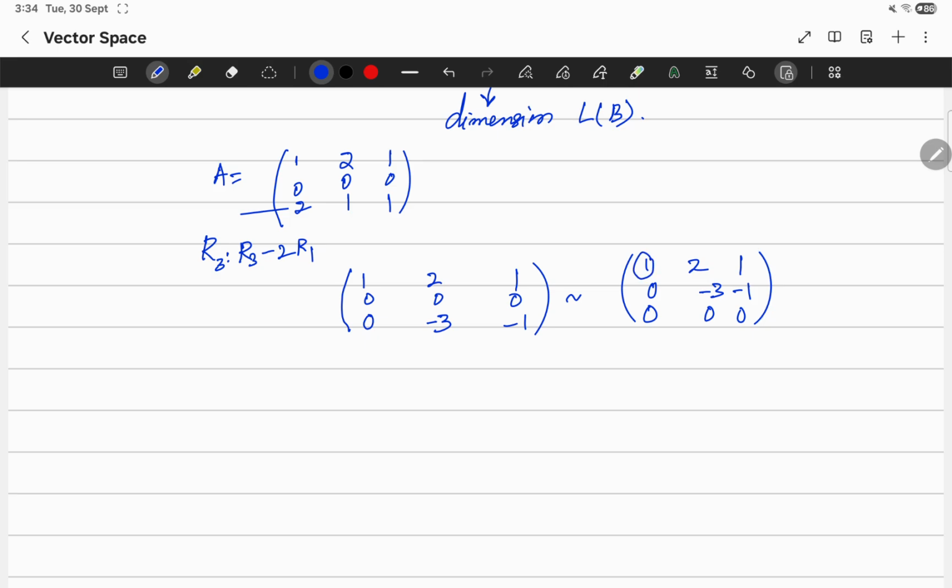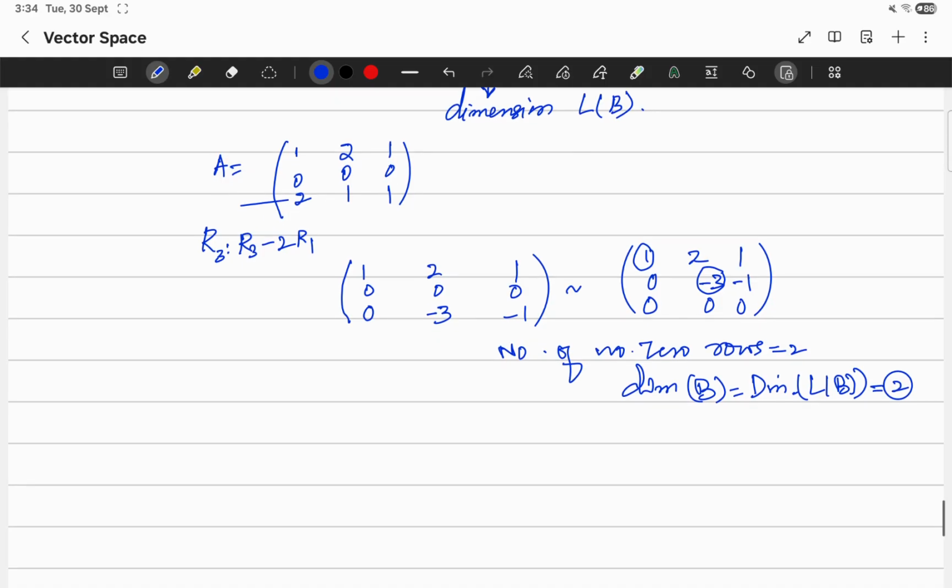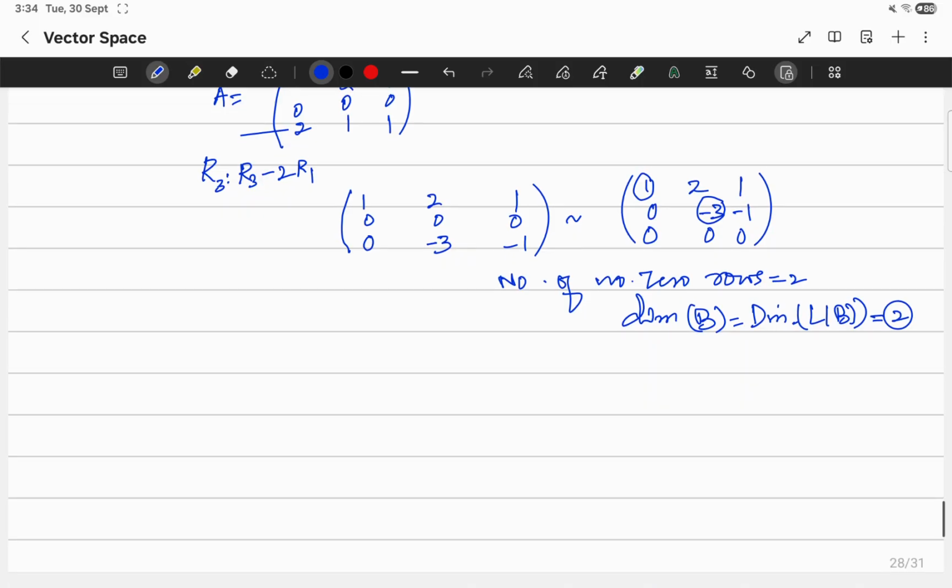So this is a pivot element, this is a pivot element, so the number of non-zero rows is equal to 2. It means the dimension of the linear span of your B will be equal to 2. Is this clear? Okay, let's go forward.